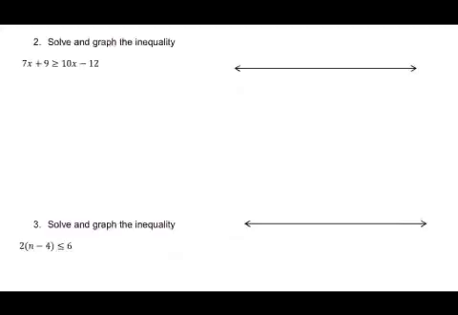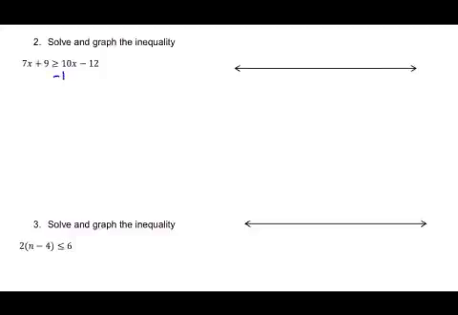Let's look at a couple more examples in solving and graphing inequalities. So again, we are solving inequalities just like we would equations. So if we have 7x plus 9 is greater than or equal to 10x minus 12, the first thing we want to do is get all of our variables on one side of the inequality sign. Now whenever we have inequalities, it's easier if we have the variables on the left-hand side. It just makes our life a little bit easier.